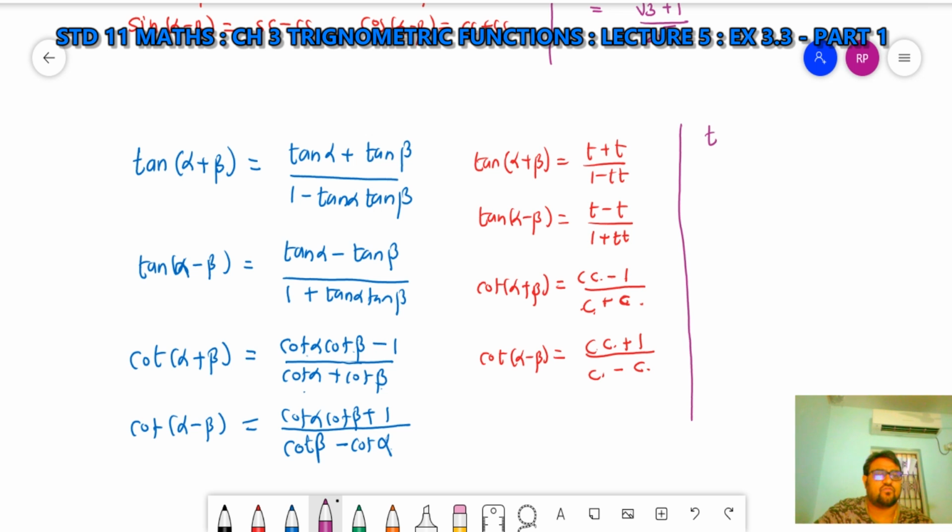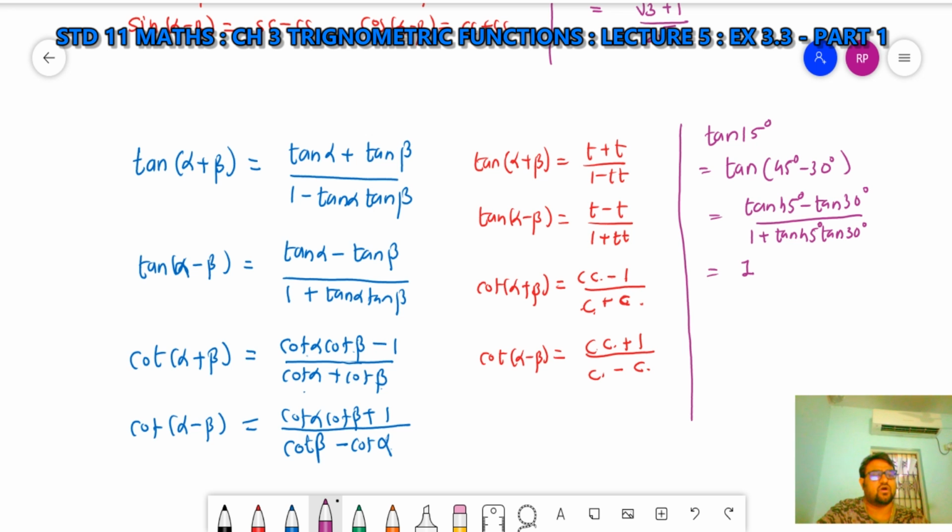Let's say the value of tan 15 is asked. That will be equal to tan(45 degree minus 30 degree). So tan(A minus B) equals (tan A minus tan B) upon (1 plus tan A tan B), that is (tan 45 minus tan 30) upon (1 plus tan 45 tan 30 degree). Clear? So tan 45 is 1, tan 30 is 1 by root 3, upon 1 plus 1 into 1 by root 3.